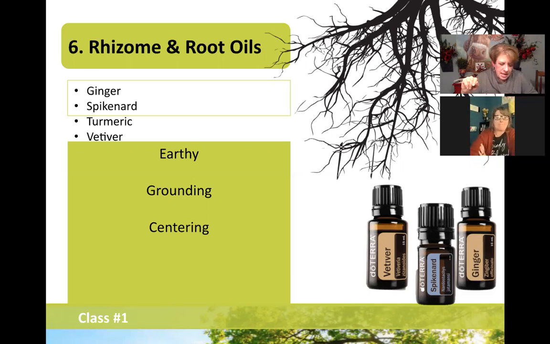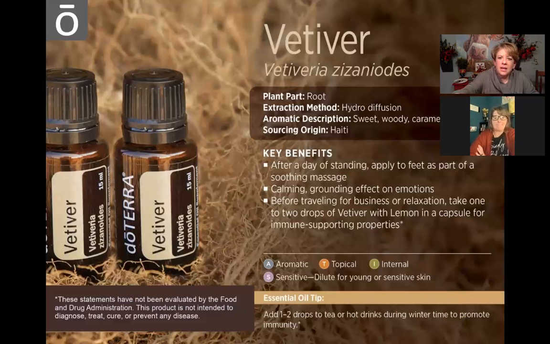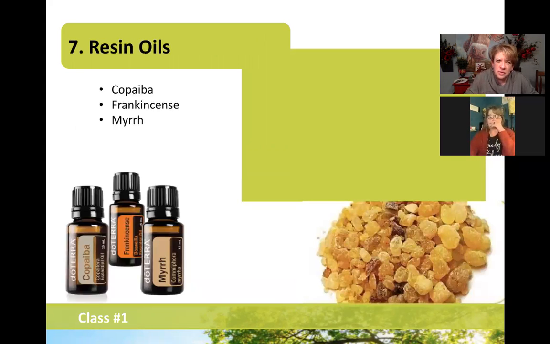Okay, good idea. So next up is our resin oils. Resin, as you know, is the tears from a tree that has been scored. The most famous resin oil is frankincense. But the three oils that we have right now are copaiba, frankincense, and myrrh. I'm not sure I fully realized that copaiba was a resin oil also.